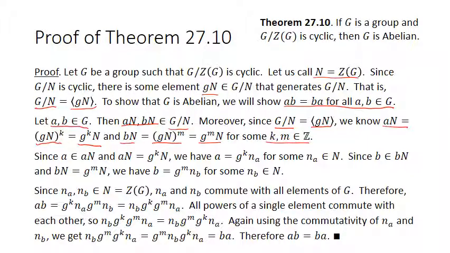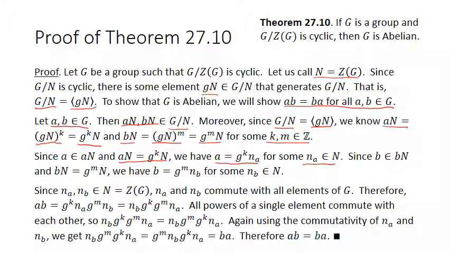We don't know what they are, so we're just calling them k and m. Okay, so with all this done, now we can say that since A is an element of AN, and since AN is equal to G to the KN, that means that A must be equal to G to the K times NA for some element NA in N. That's what it means for A to be an element of AN.